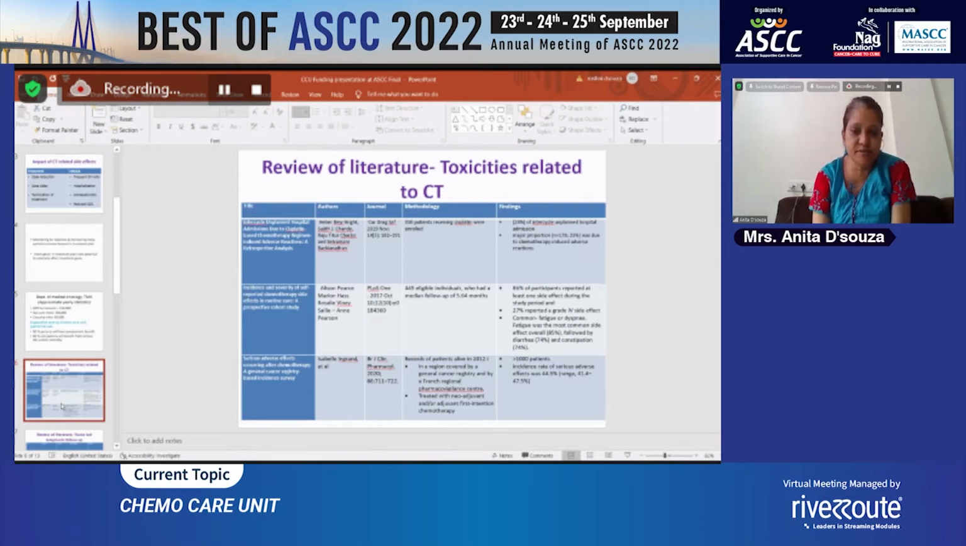A study done by Isabelle Ingrand et al. in a French province in the year 2012. This was a retrospective analysis of the records of the patients, and there were more than 1,000 patients whose records were analyzed, and it was seen that the incidence rate of serious adverse events because of the chemotherapy was nearly 44.5%.